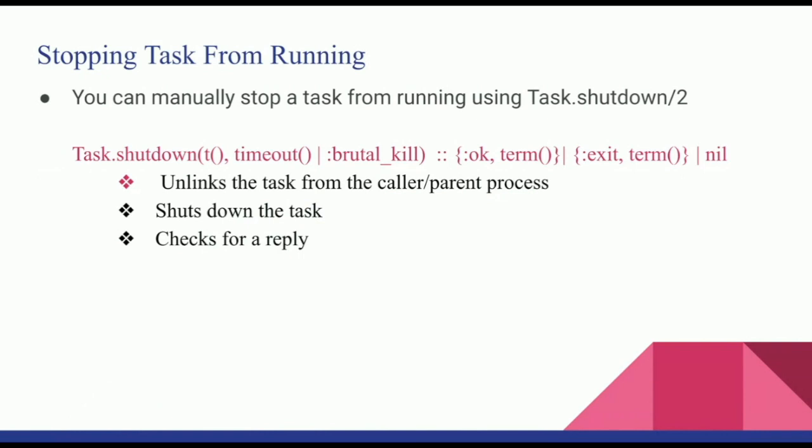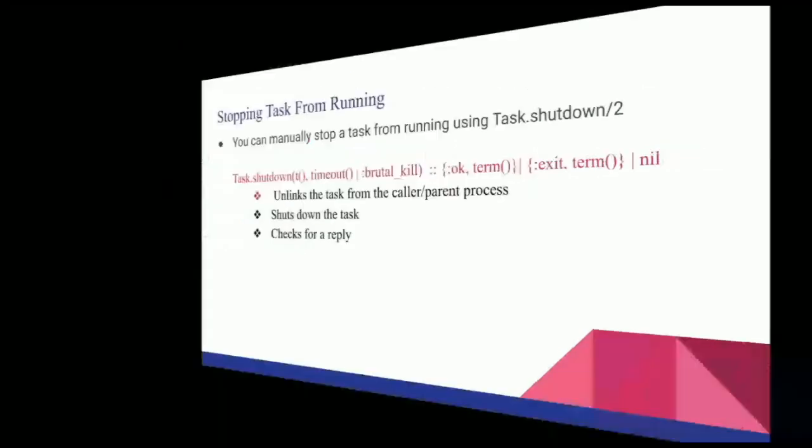Then it checks for a reply. You could notice we had two replies. The first one, we had the atom :ok and an output from what the send message does. And then in our last attempt, we had nil as the reply. Let's see why.